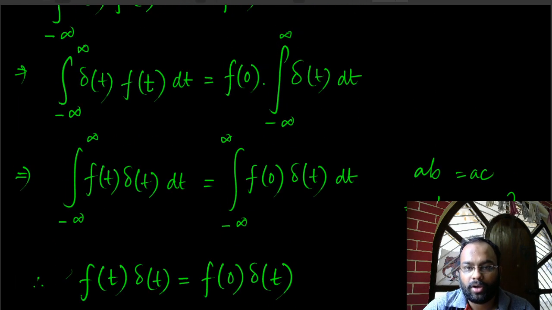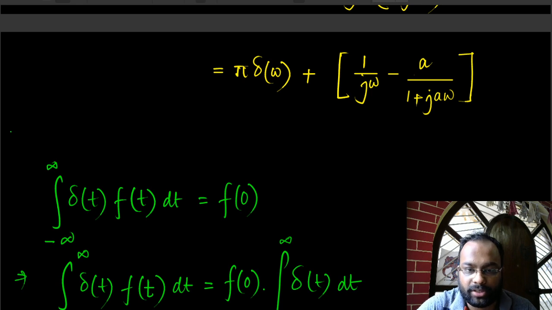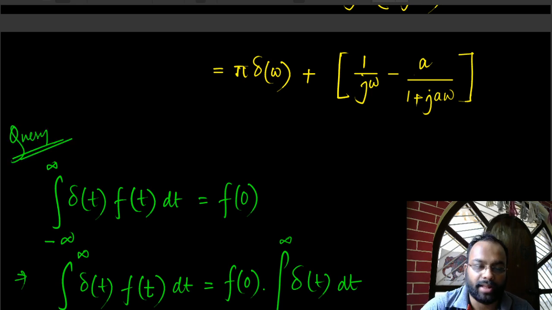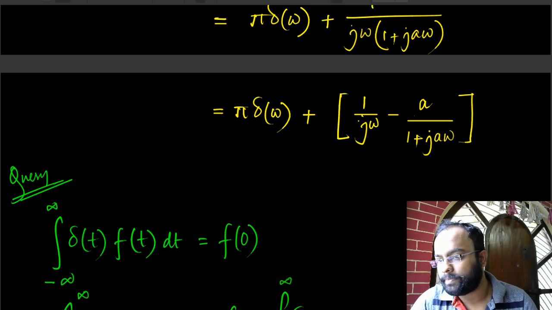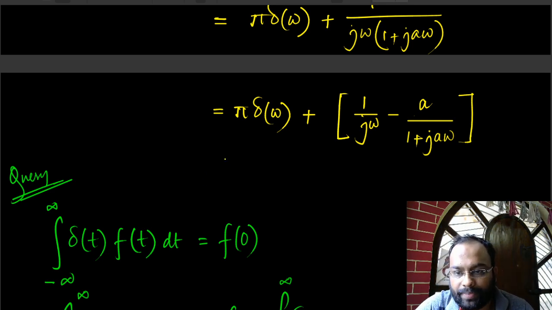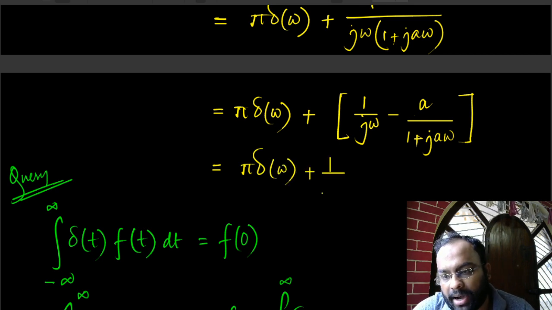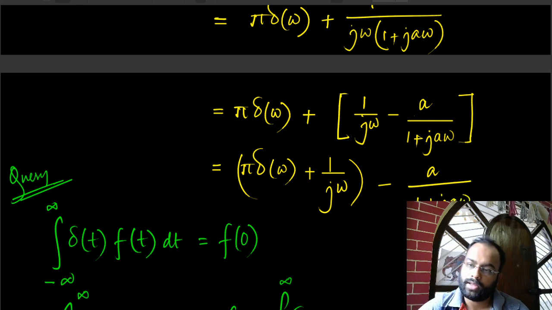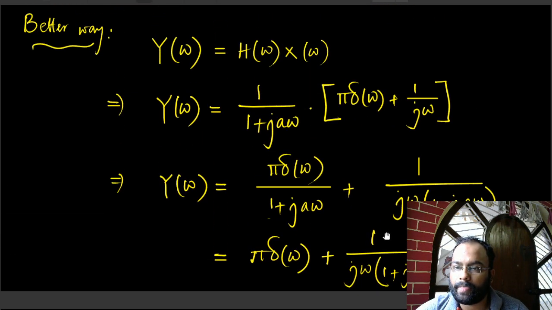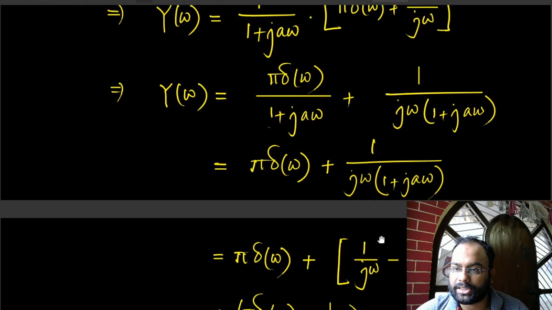So I think you got your point, right? This is your query, and this is the answer. So I think I got that out of the way. So I think this is fine. 1 plus ja omega minus ja omega. So yeah, 1, 2, right? All right. So I'm just simplifying this slightly a bit further. I have 1 delta(omega) plus 1 by j omega, and I have minus a by 1 plus ja omega. Feel free to ask if you have any query. I'll be happy to answer your questions.